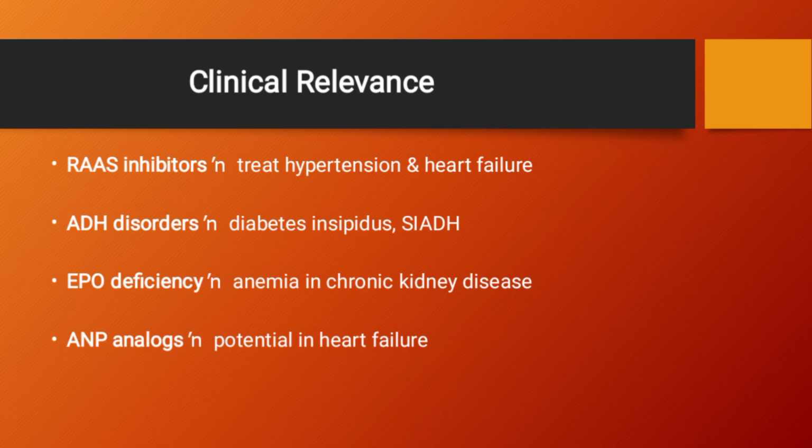Erythropoietin deficiency leads to anemia in chronic kidney disease, requiring supplementation. ANP analogs are being studied for managing volume overload in heart failure patients.